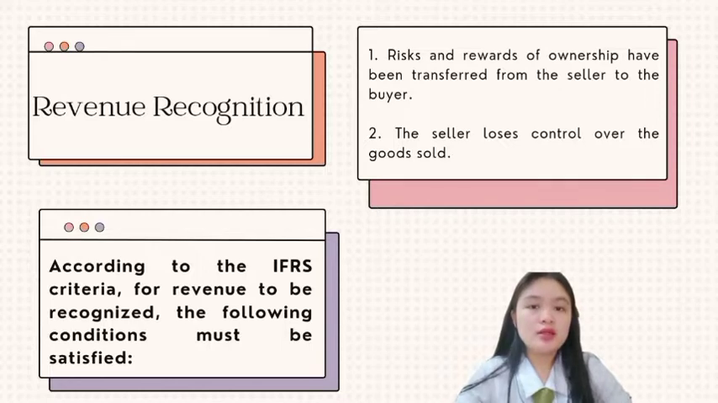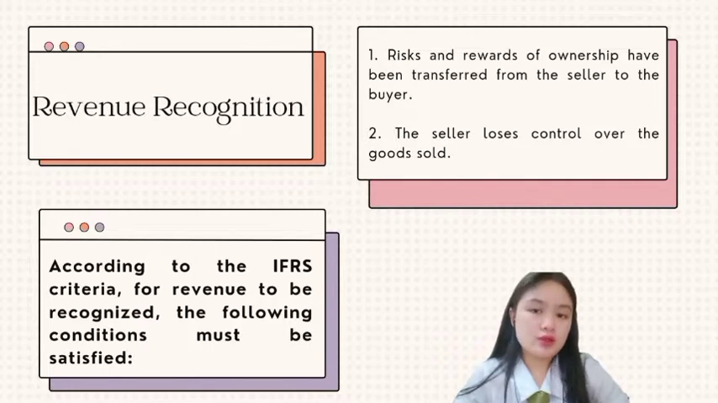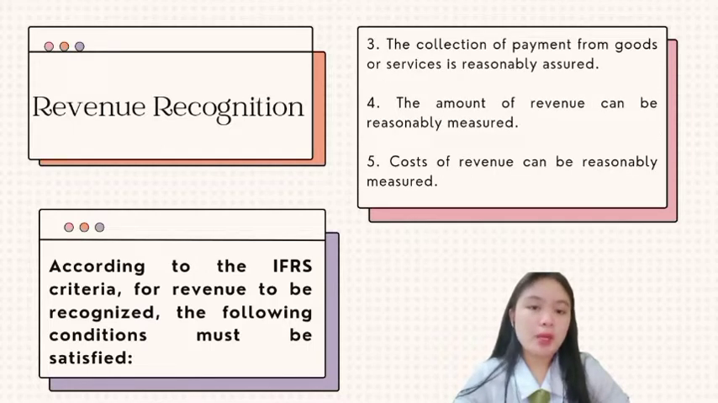First, the rights and rewards of ownership have been transferred from the seller to the buyer. Second, the seller loses control over the goods sold. Third, the collection of payment for goods or services is reasonably assured. And lastly, the amount and cost of revenue can be reasonably measured.